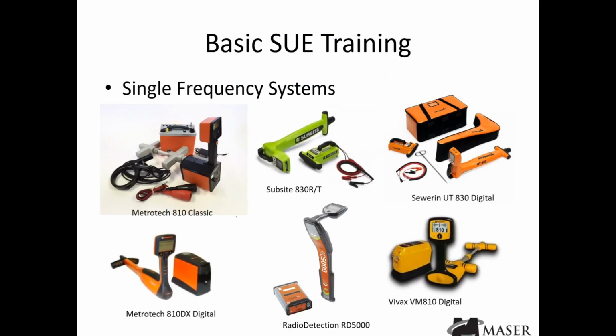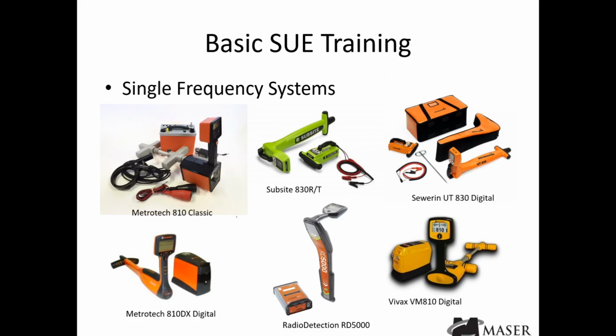So, single frequency systems. So the original up here in the upper left-hand corner is the Metrotech 810 Classic, which is kind of the gold standard. This is one of the very first locating instruments out there. Kind of the old school, traditional, if you will. This system is analog, non-digital, operates on a 1/4 watt of power, and incredibly effective. Runs at a frequency of 83.075 kilohertz. And that'll be important a little later on.